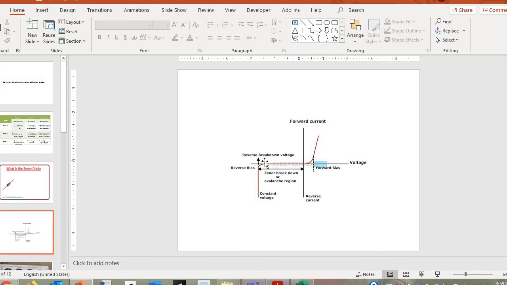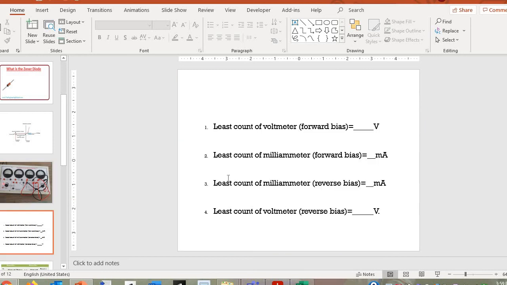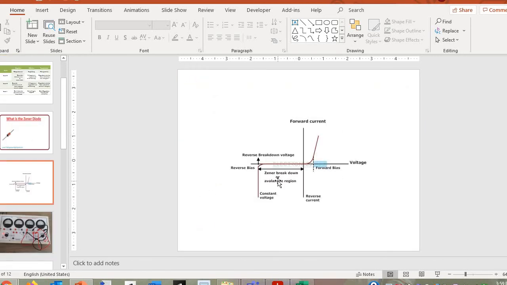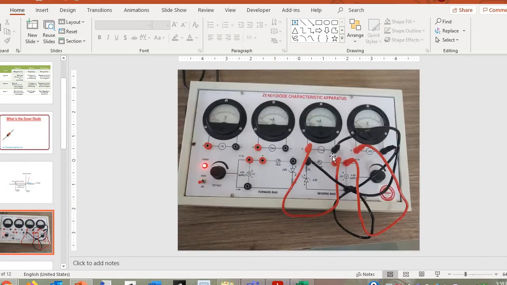Now, how one can achieve that graph and the explanation of this graph is part of our next session, and of course that discussion will be from your side. Today we will take the observations with respect to this Zener diode apparatus, and then we will see how the readings are.